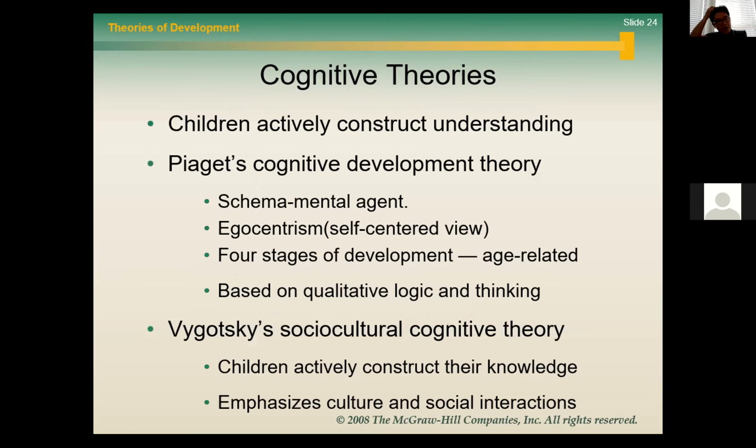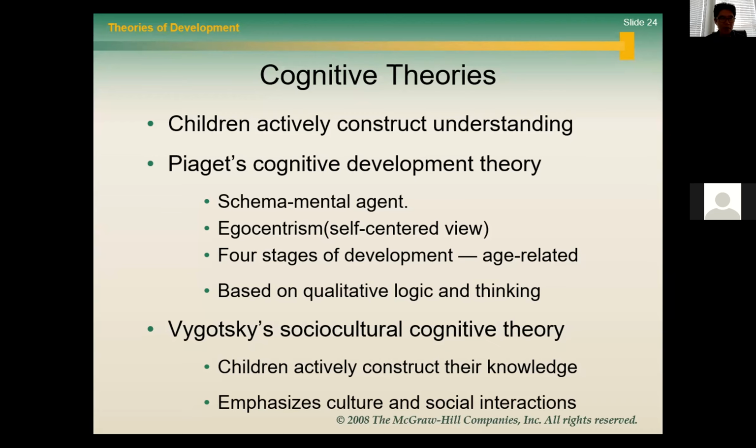Piaget believed that children actively constructed their understanding based on their cognitive development. Schema, his term, is a mental agent to control our cognitive system. Schema works in our brain just like a memory chip in your computer and your cell phone. So it is a brain-based activity and mental agent.